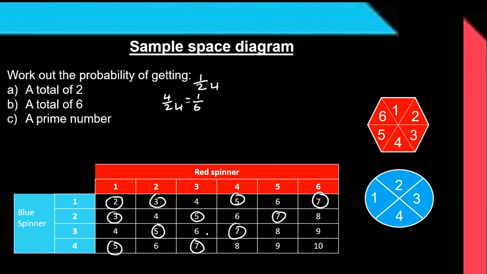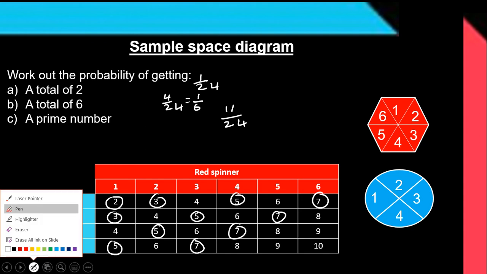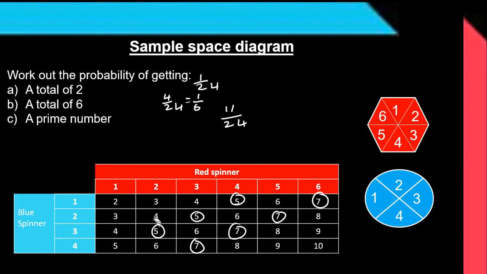And we just count how many prime numbers we have. So 1, 2, 3, 4, 5, 6, 7, 8, 9, 10, 11. So the probability is going to be 11 over 24. That's the probability of getting a prime number. If you don't know what a prime number is, it only has 2 factors, itself and 1.